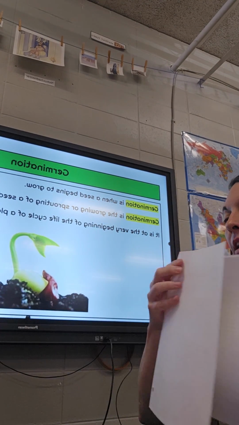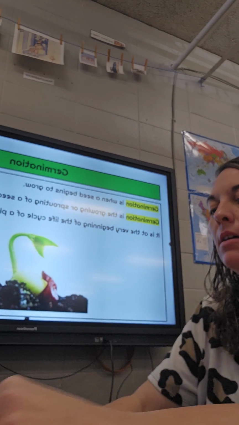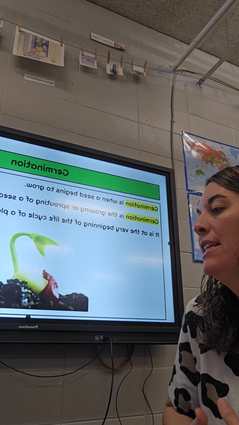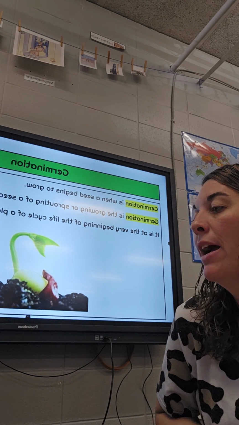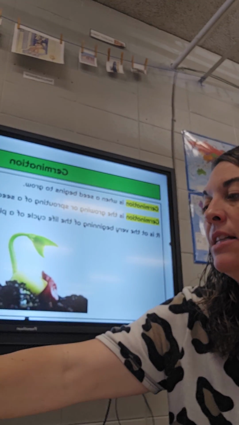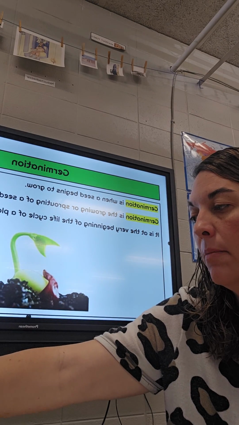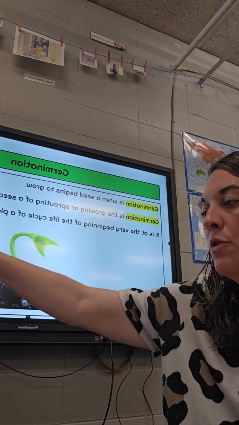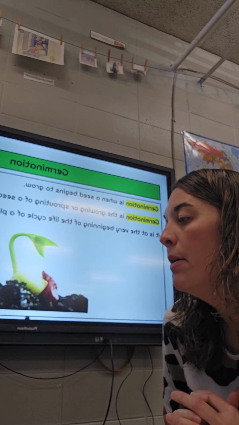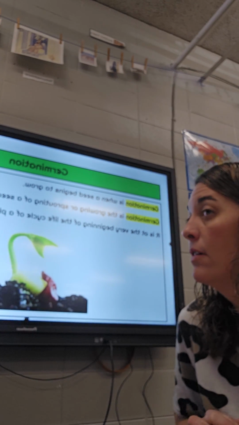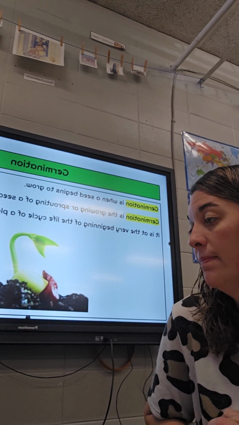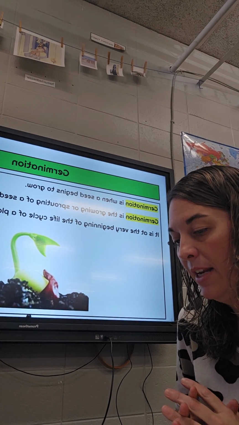All right. The next word we're going to talk about is germination. Germination is when a seed begins to grow. Germination is the growing or sprouting of a seed. You see how that seed's sprouting right there? It's busted open from the beginning of the seed, and now it's starting to sprout. This is the very beginning of the life cycle of a plant. That's very important. You can even see the leaves.